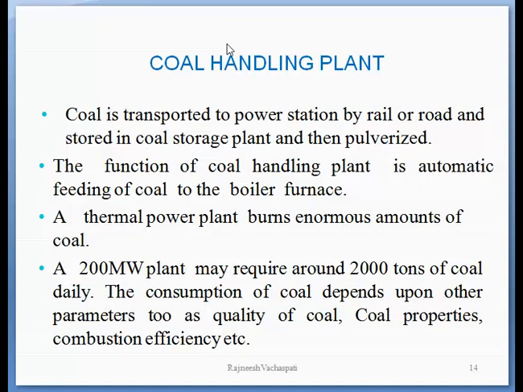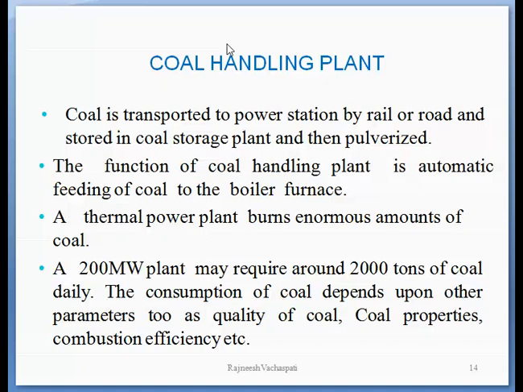Coal handling plant. Here coal is transported to power station by rail or road and is stored in coal storage, and then from here it is sent to the pulverizer unit. The function of coal handling plant is automatic feeding of coal to the boiler furnace.